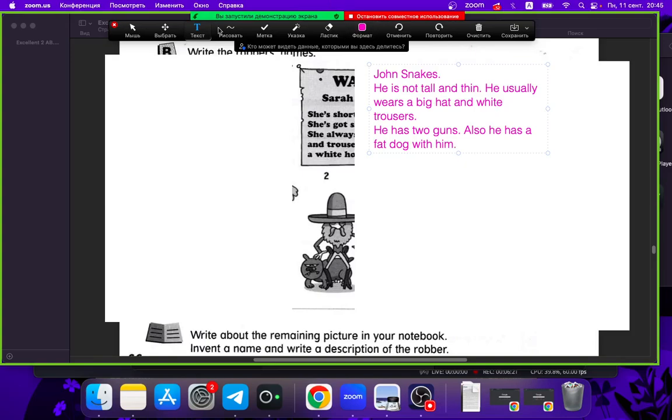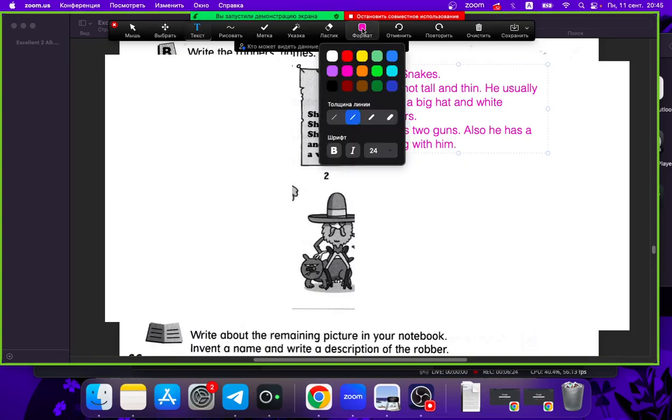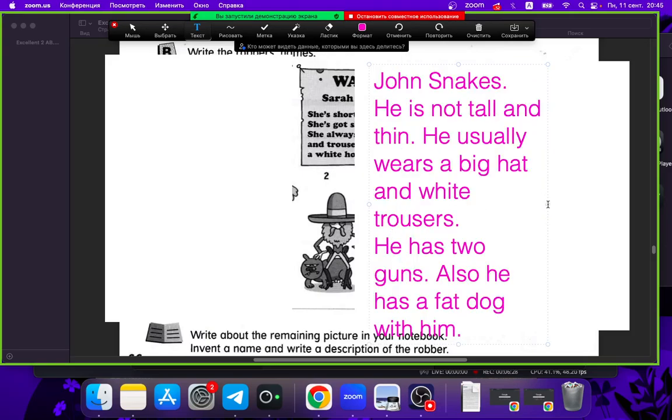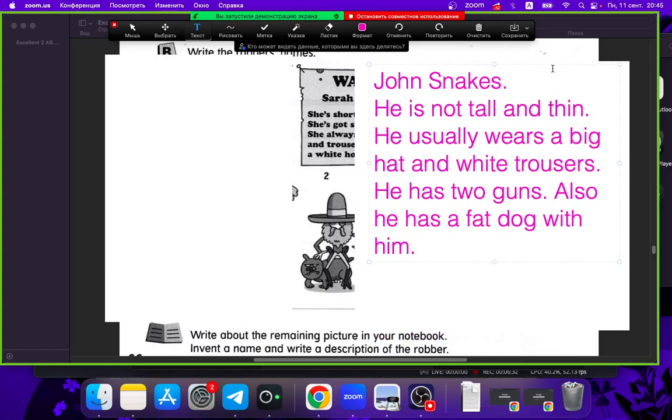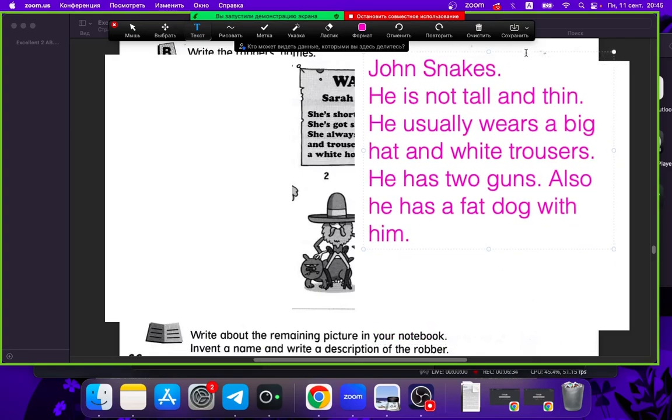Don't forget about it. Let me make it bigger for you. Don't worry. You just have to write it and be very careful. John Snakes. He is not tall and thin. He usually wears a big hat and white trousers. He has 2 guns. Also, he has a fat dog with him.